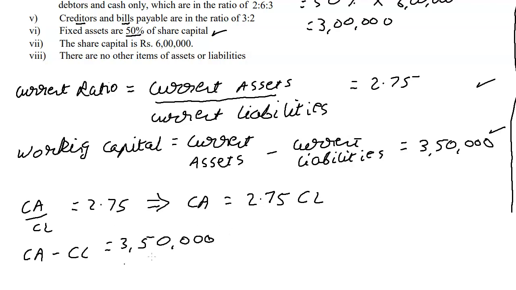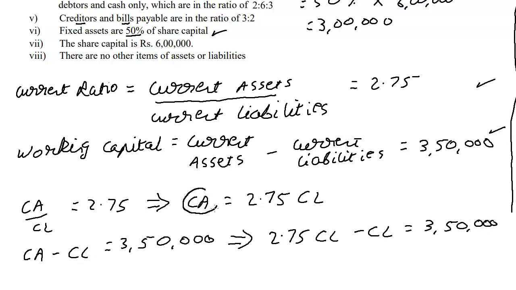Now I can substitute it here. So I'm going to say that 2.75 times current liabilities minus current liabilities is equal to 3,50,000. How have I been able to do that? In the place of current assets, we are going to write down 2.75 times current liabilities. So we simply substitute it here. Now we have this, and now we can further simplify and say that 1.75 times current liabilities is equal to 3,50,000.